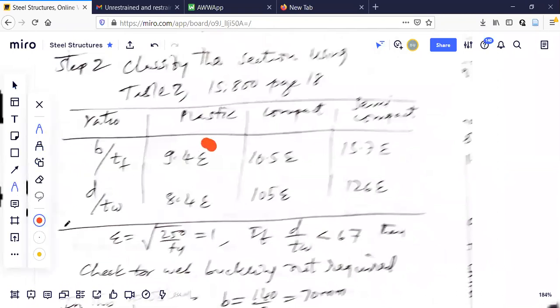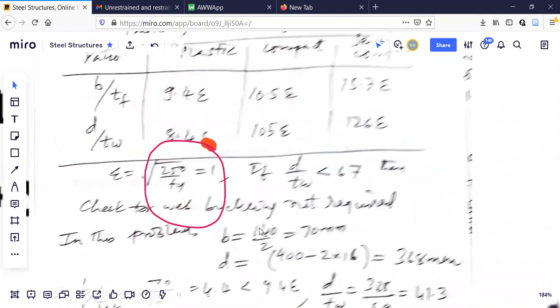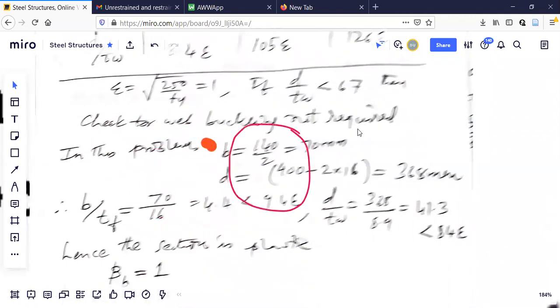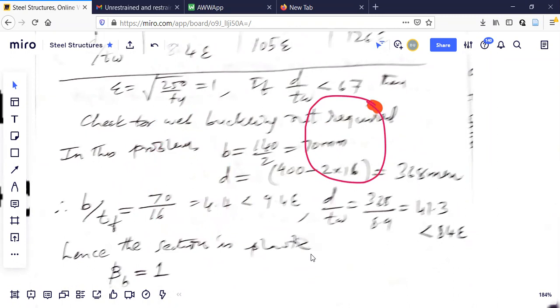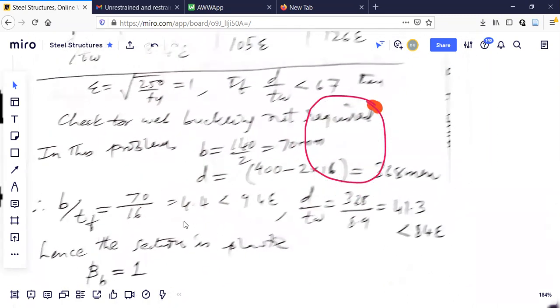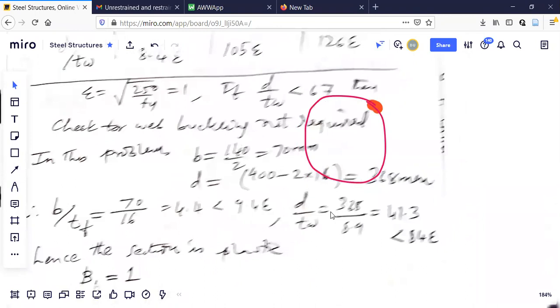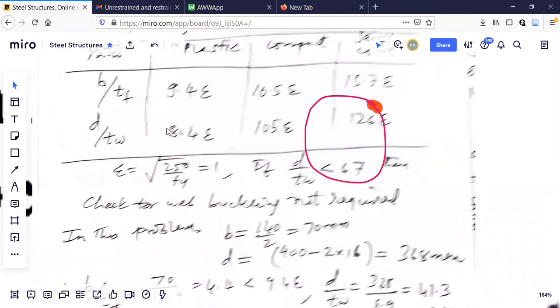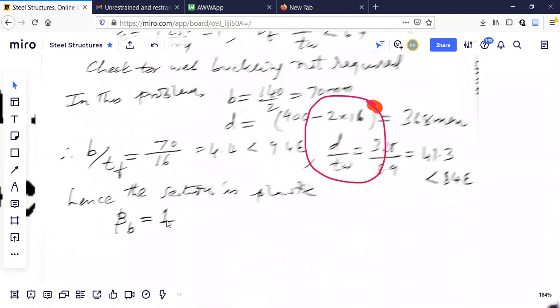In this range, you will say that this beam is plastic only. See this. So this is 4.4, less than 9.4. d by tw is 328 by the thickness 8.9, which is 41.3. So it follows this one. It has satisfied this criteria. The section is plastic. Beta is equal to 1. What is this beta? You will come to know in the next page.